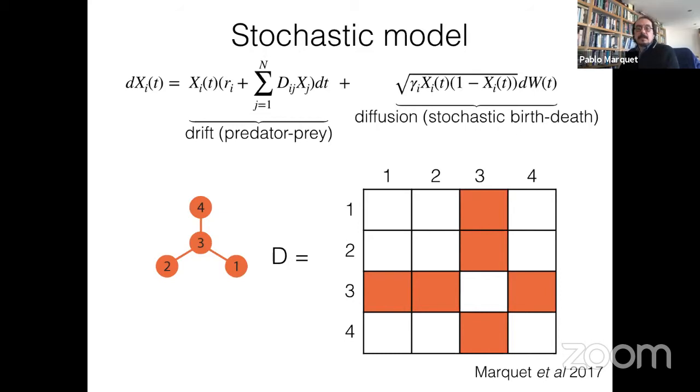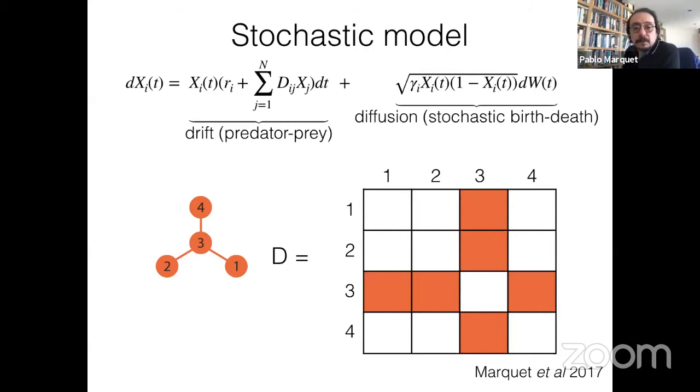So we can increase the Ds, the D_ij, which will be a measure of the interaction strength between species. So with different Ds, I will show you how the dynamics change as you increase the interaction strength, so we can see how the ability to detect the network changes. And the other term here is the diffusion term, where you have a gamma factor, which gives you the possibility to control the intensity of the Brownian noise.